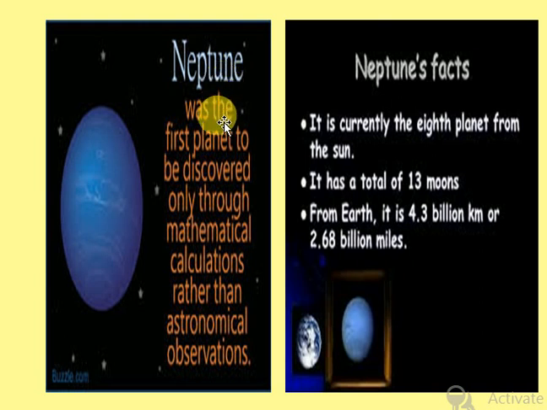Let us now discuss Neptune. You know that Neptune is the coldest among the major planets. It's the coldest one. So Neptune was the first planet to be discovered through mathematical calculation rather than astronomical observation. It is currently the 8th planet from the Sun. It has a total of 13 moons, and from Earth it is 4.3 billion kilometers or 2.68 billion miles. And it has 13 moons, we have already discussed.